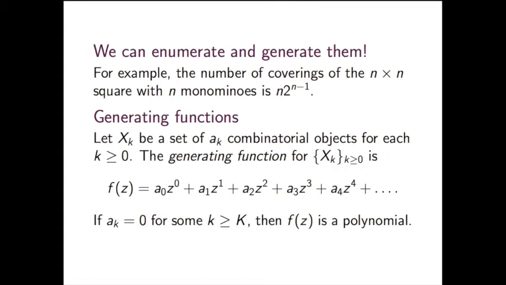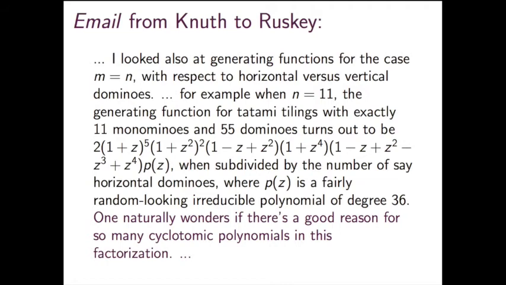As I said, we got this problem from Don Knuth, and Frank Ruskey and Don Knuth communicated about this a little bit. In one of Knuth's emails to Ruskey, he says, "I looked also at generating functions for the case m equals n," so that's the square case, "with respect to horizontal versus vertical dominoes. For example, when n equals 11, the generating function for Tatami tilings with exactly 11 monominoes and 55 dominoes turns out to be this polynomial, which is a bunch of factors times some p of z, when subdivided by the number of, say, horizontal dominoes."